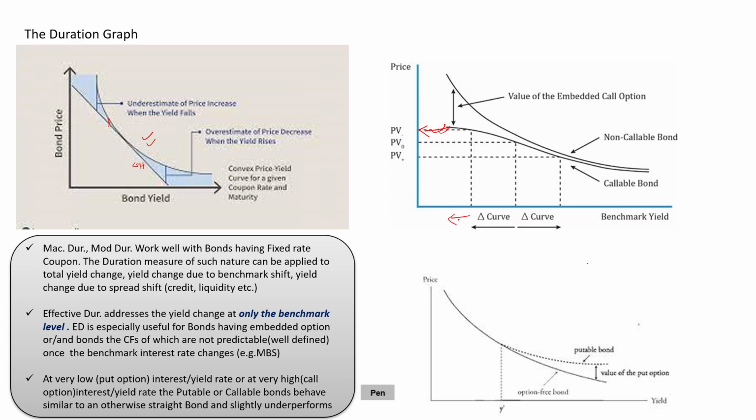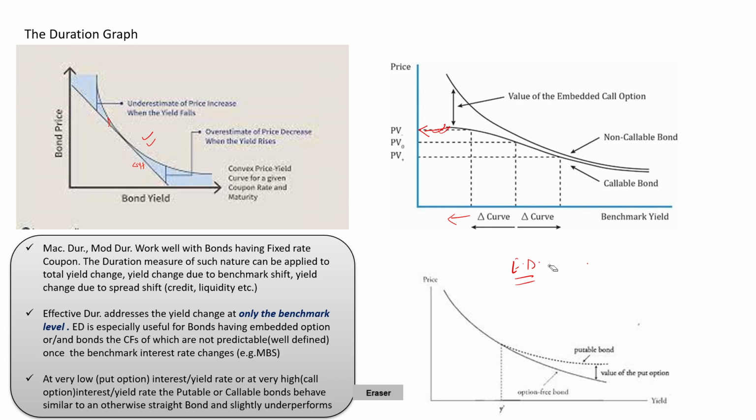So in short, the effective duration is deployed for those securities that do not have properly defined cash flows whenever the market interest rate changes. This is the only important key takeaway for this entire exercise.